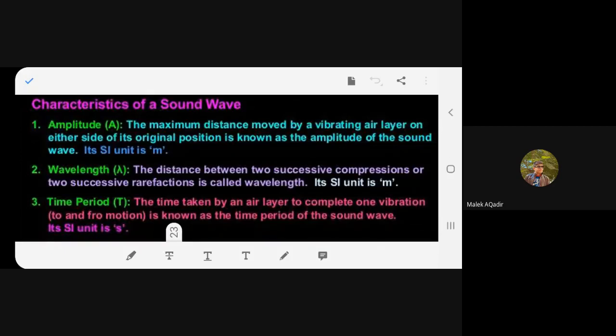Then wavelength. The distance between two successive compressions or two successive rarefactions is called wavelength. Its SI unit is meter.